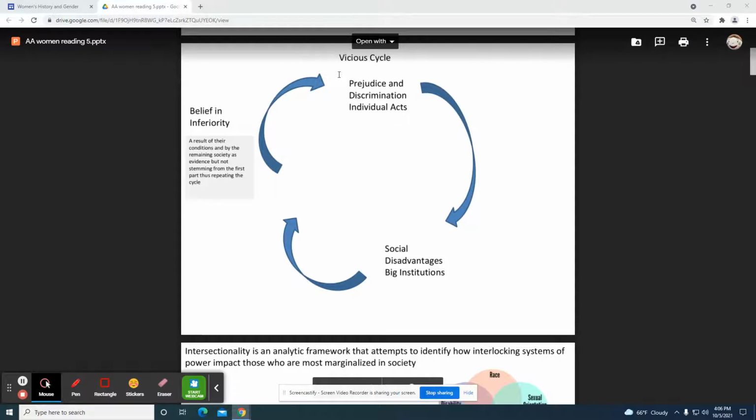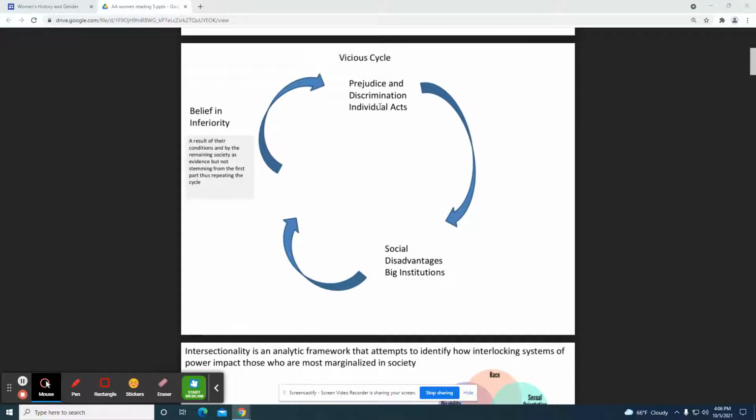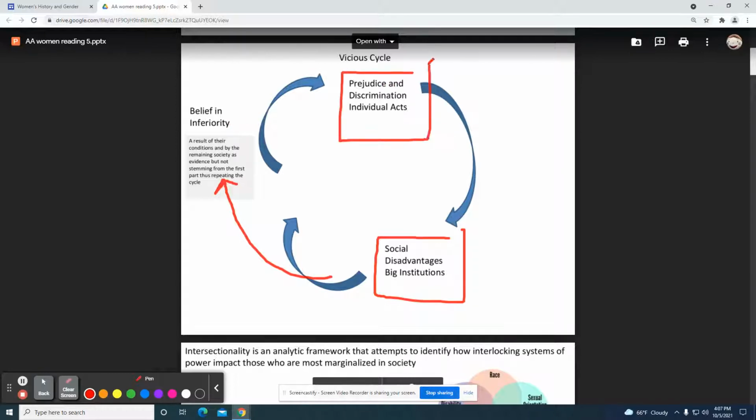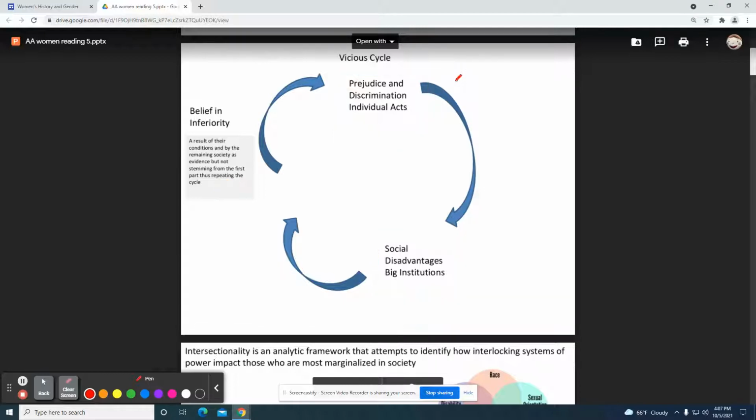With this chart, the vicious cycle, it starts with prejudice, discrimination, individual acts. I always think of these as individual acts, choices that people are making. And the choices that people are making eventually spill over into big institutions, because ultimately big institutions are controlled by human beings. Those big institutions could be like the military, corporate America, and in this case, the institution of slavery. As a result of the social disadvantages and the barriers, the targeted group develops a belief in inferiority. And then, oddly, that belief in inferiority almost acts as a justification for the individual prejudice and discriminatory acts that people make.